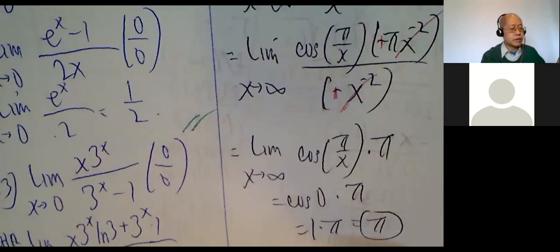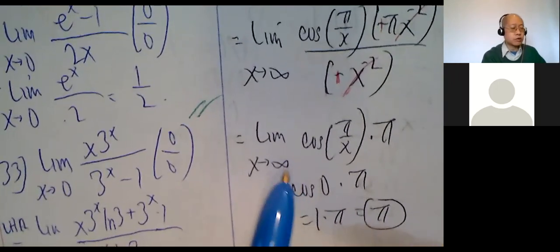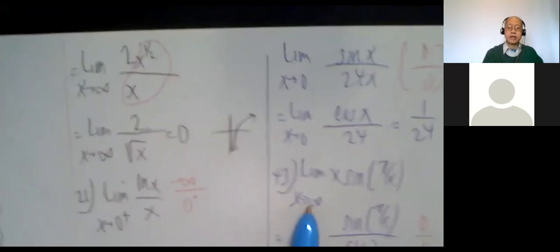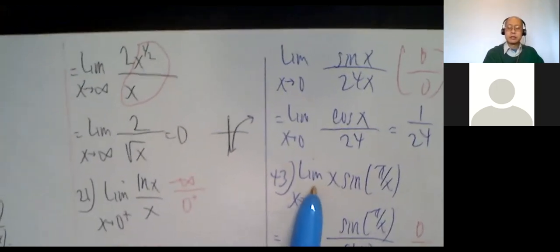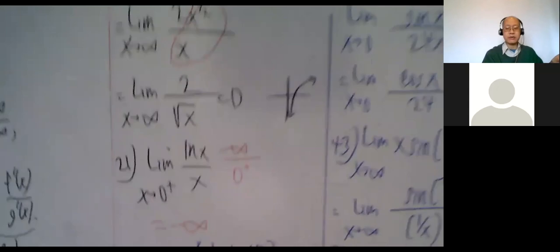Okay, so here's an instance where you have to force it to be a quotient. There wasn't a quotient in the beginning. It wasn't something divided by something. So we have to force it, we have to make it that way.